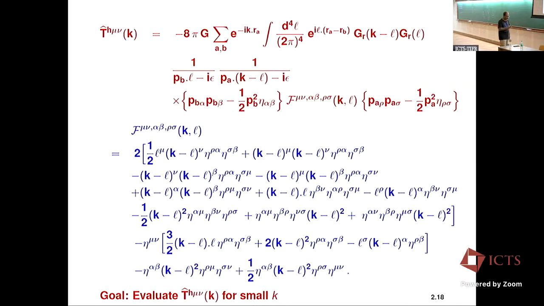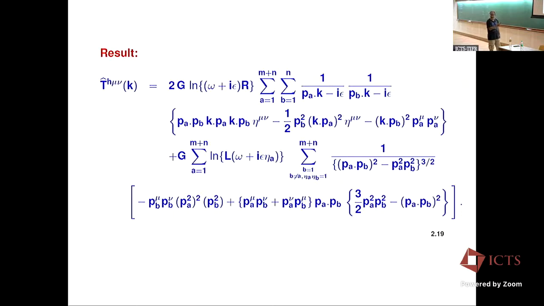So in the QFT language, this part of the log is the IR log, and this part of the log is the UV log. In epsilon, we'll see what epsilon means. This epsilon controls whether it's the late time behavior or the early time behavior, because when you take a Fourier transform, log of omega plus i epsilon has one kind of Fourier transform, and log of omega minus i epsilon has a different kind of Fourier transform. And that's what controls late versus early time.